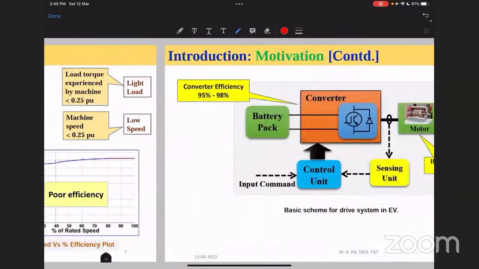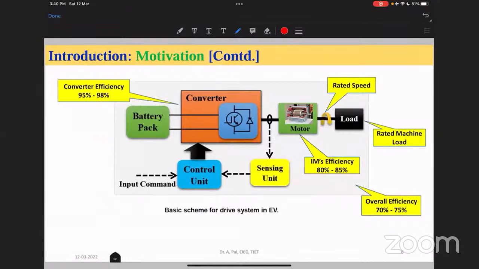And to understand this in a better way, I have taken one example, a general schematic of an electric vehicle system. There is a battery pack, converters, induction motor, and load. There is also a sensing unit to sense current, voltage, and speed as well. Whatever data the sensing unit acquires is fed back to the control unit, and the control unit gives commands to the converters to operate under different conditions as demanded by the load as well as by the users. So this is the general schematic.